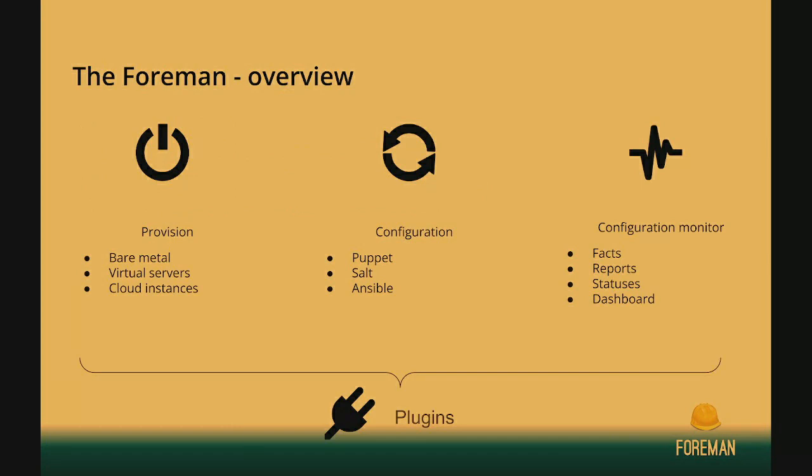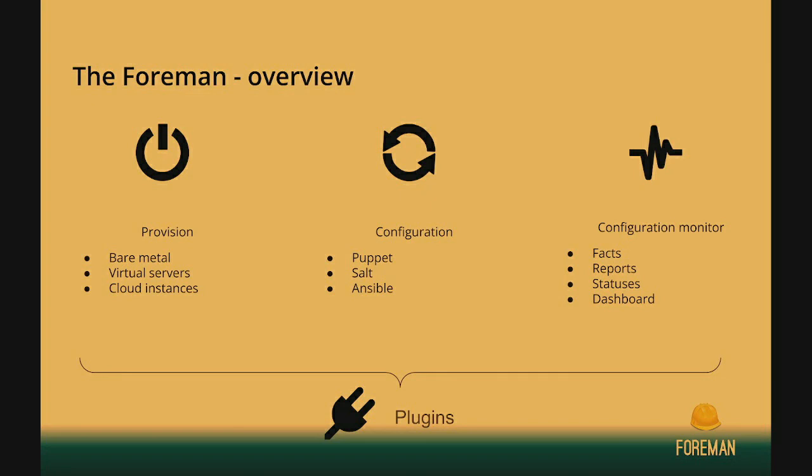What is Foreman? It's a tool to manage the provisioning, the configuration management and the configuration monitoring of your data centers. Foreman knows how to provision on bare metals, on virtual servers and on cloud instances. About configuration management, it allows you to use any configuration management tool you would like to. Puppet, Salt, Ansible, everything goes.